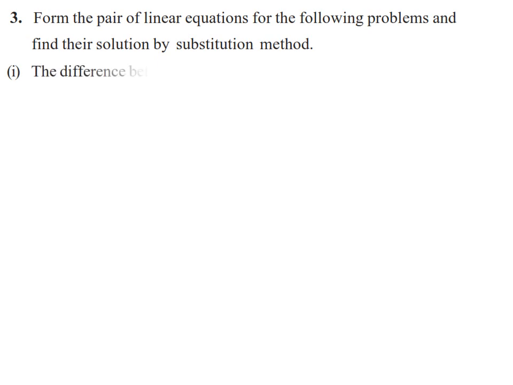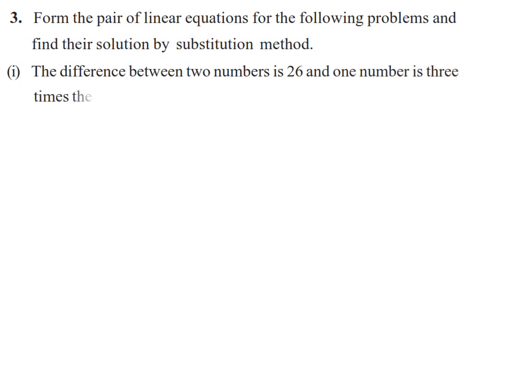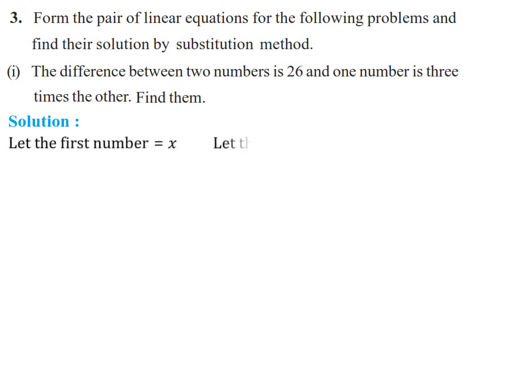The first question is: the difference between two numbers is 26 and one number is 3 times the other. Then find them. So we have the relation that the difference between two numbers is 26 and one number is 3 times the other. Then find both numbers. So for the solution, we have to assume the numbers. Let the first number be x and let the second number be y. And we are assuming that x is the larger number and y is the smaller number.